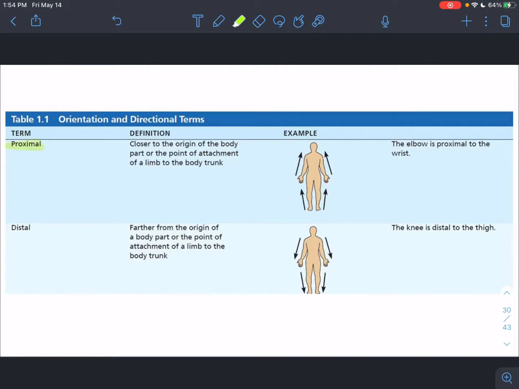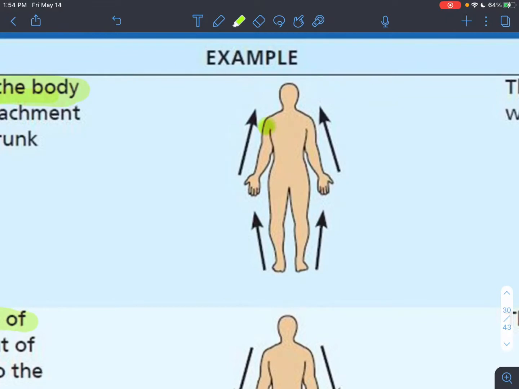Next one, proximal, closer to the point of origin. Distal, further from the point of origin. A lot of times we use these when we're talking about our appendages, like our arms and our legs. Proximal, closer to the point of origin. The point of origin is where it attaches at the body, your shoulder, right? So closer to the point of origin.